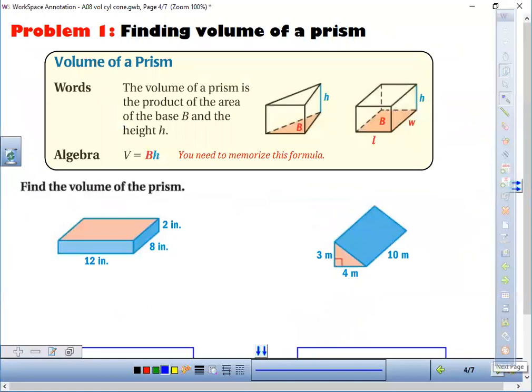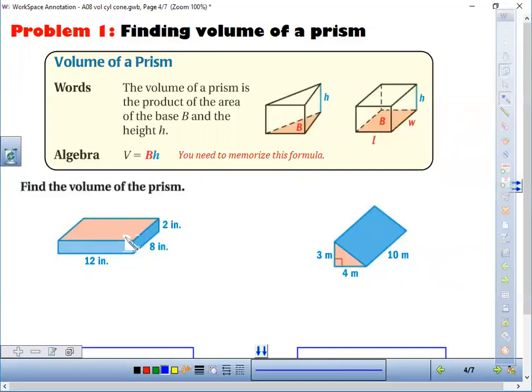So how do you find the volume of a prism? And again, prisms are two identical bases that are surrounded by flat sides to come together to make a shape. So the volume of a prism is the product of the area of the base, so this capital B here means the area of the base, and the height h. So if you see a capital B in that volume formula, it means the area of the base, not the volume.